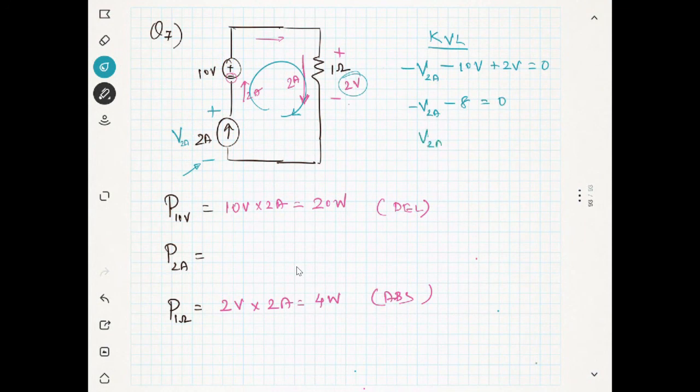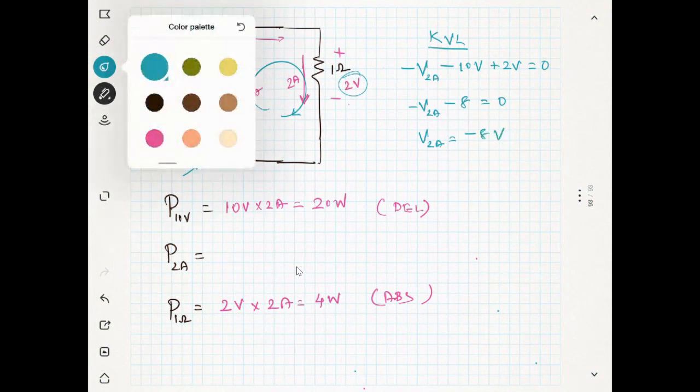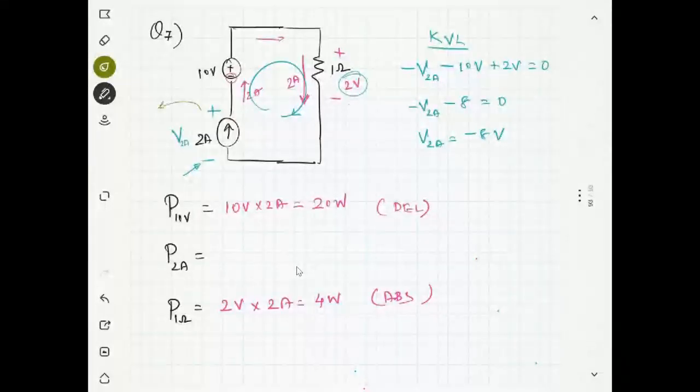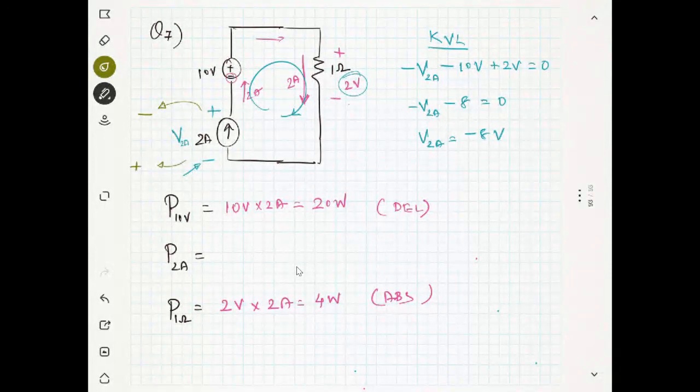So the voltage across 2 ampere is equal to how much? Minus 8 volt. So the actual polarity is different. You can see my assumption is wrong, so I have to change the assumption. It is minus and this is plus, and the voltage is 8 volt. So my voltage is 8 volt. Is that clear?